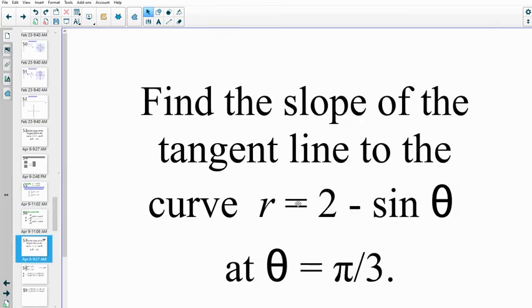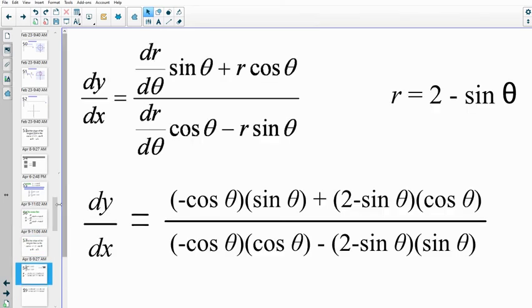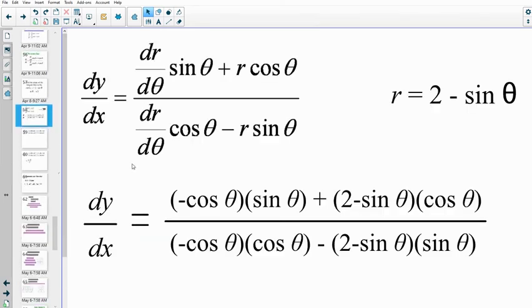So back to what I want to do. I want to find the specific one tangent to this curve at that point. And so plugging stuff into the formula. If R is 2 minus sine of theta, then dr d theta is just negative cosine theta. Derivative of negative sine is negative cosine times sine plus, here's R times cosine. R is just the expression that we're given. And then the second part, dr d theta, still negative cosine times cosine minus, there's R again, times sine of theta.